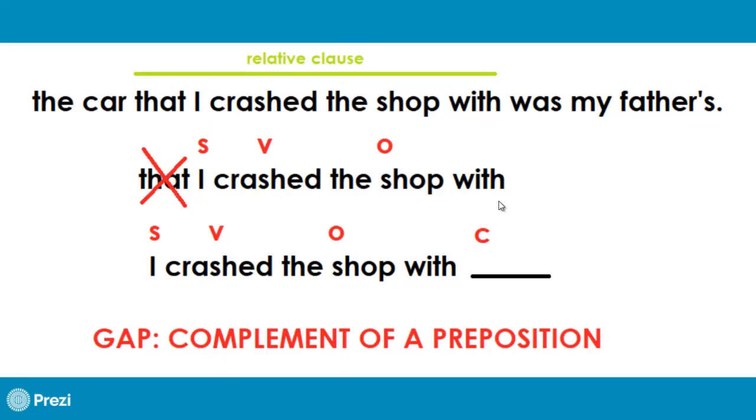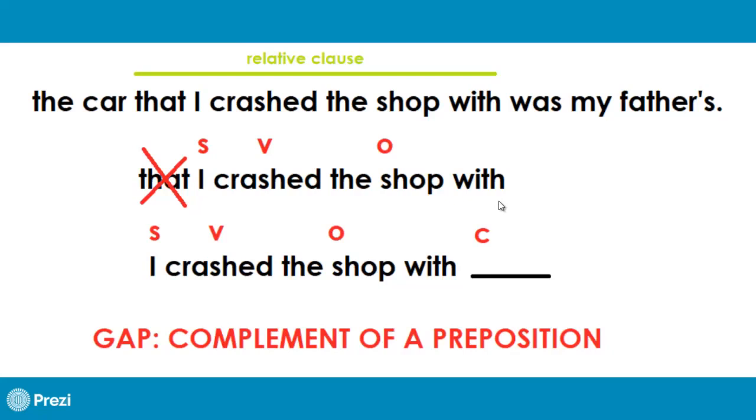As a result, we already have in this clause a subject, a verb, an object, and the preposition. And we need to complete the idea of this preposition. So in this case, we are going to introduce our head noun within the new clause to use that space, or to occupy the space of the missing constituent in the relative clause. I crashed the shop with the car. Please note how our head noun, the car, now is used as the complement of the preposition in the relative clause.